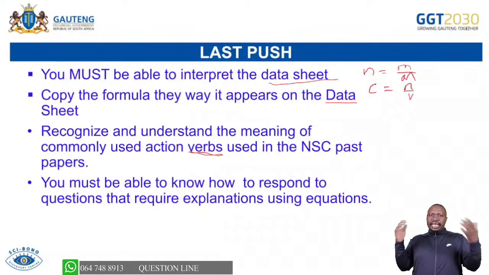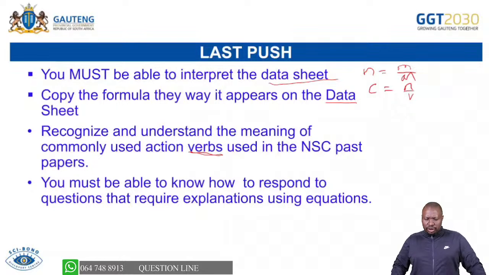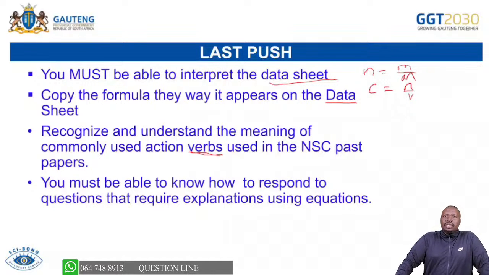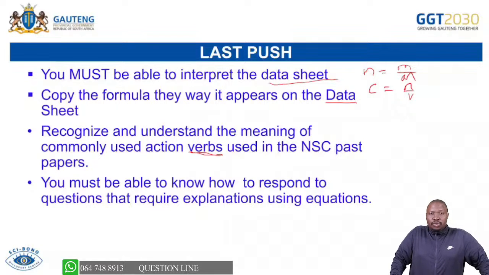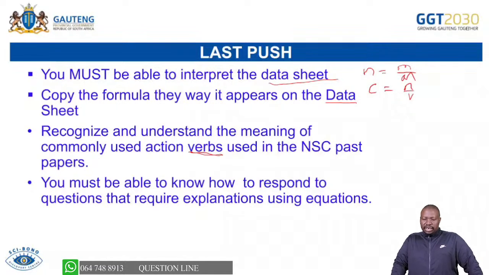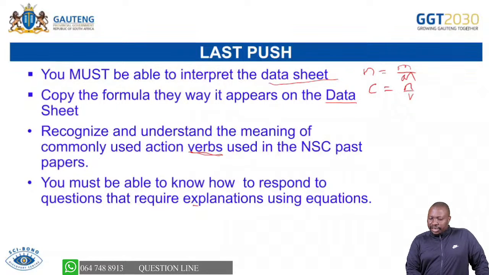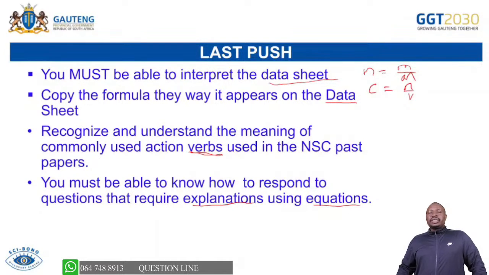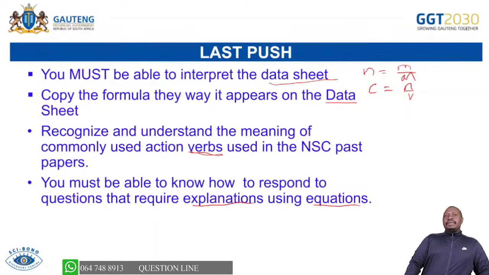But if you write in paragraph form, you are going to lose your marks there. So we're ensuring that you write in bullet form. Every point you write as a bullet. You will see as we do examples. You must be able to know how to respond to questions that require explanations and equations. And it is very important here in physical science paper 2.